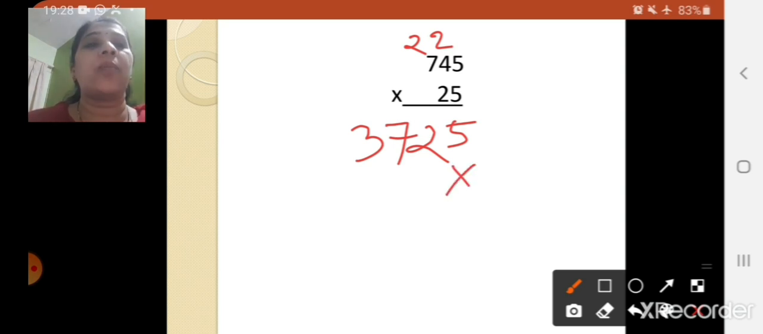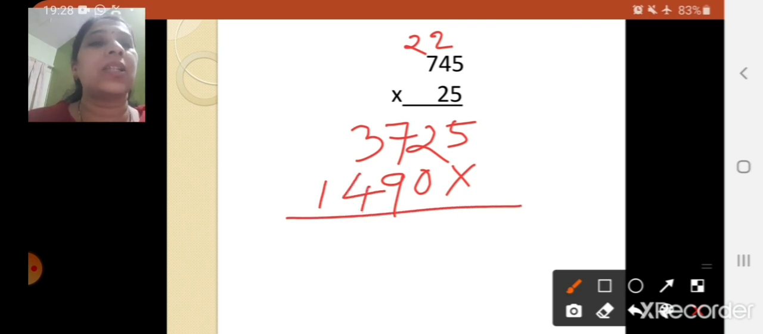2 5s are how much? 10. So 0, 1 carried over. 2 4s are 8. 8 plus 1 is how much? 9. And then 2 7s are how much? 14. So I have written 14. So now start the addition.